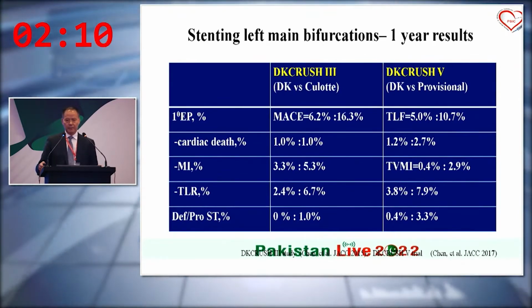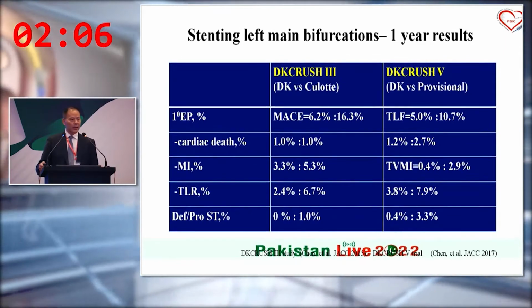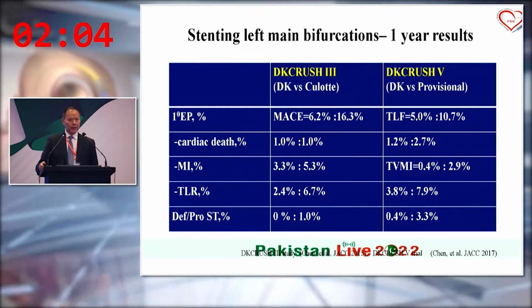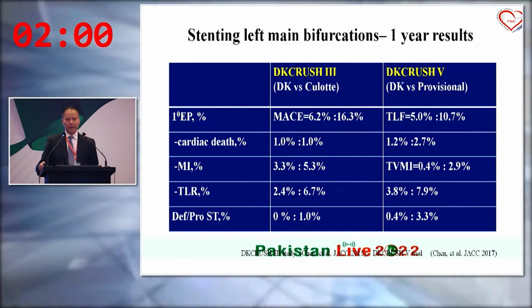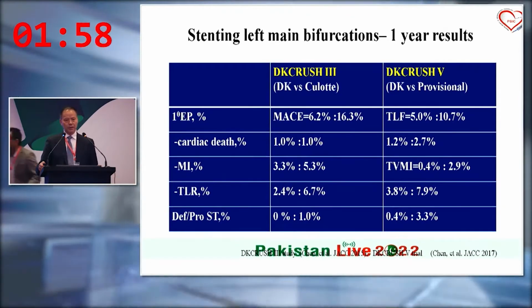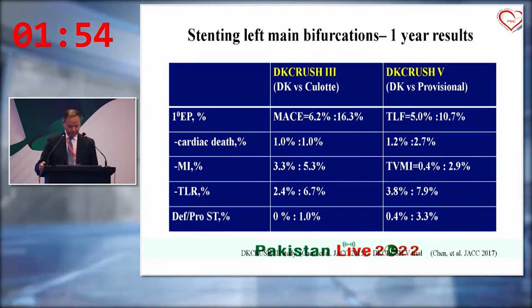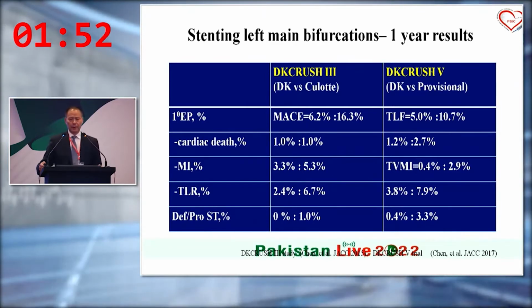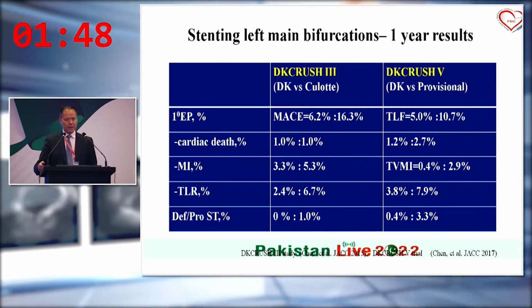So this figure shows the 1-year result. You can see that in the provisional group, there was a very high rate of target lesion revascularization and target vessel myocardial infarction, finally leading to a very high rate of the 1-year primary endpoint. It was 11.4% compared to only 6.1% after the two-stent technique.